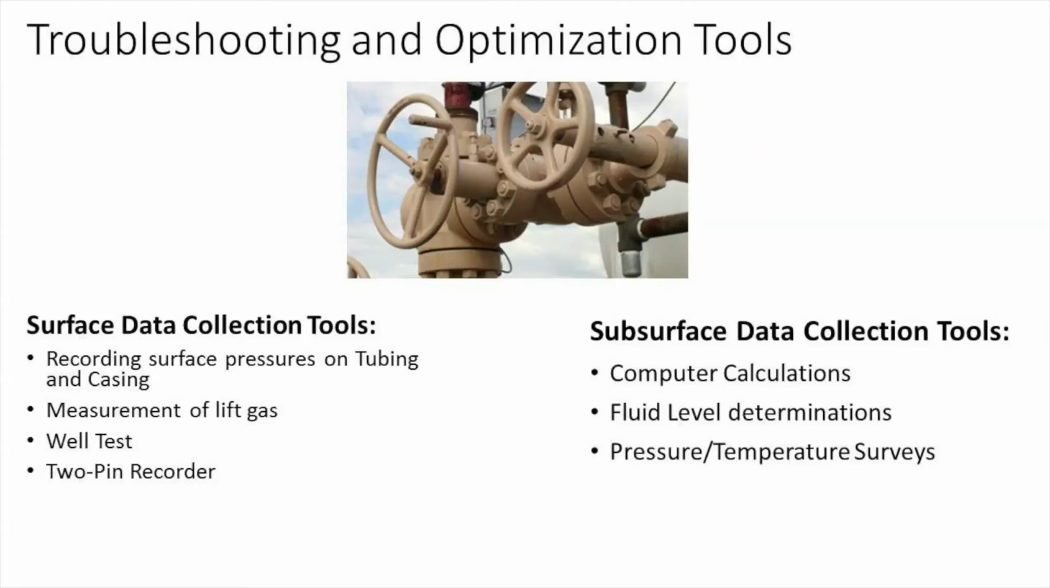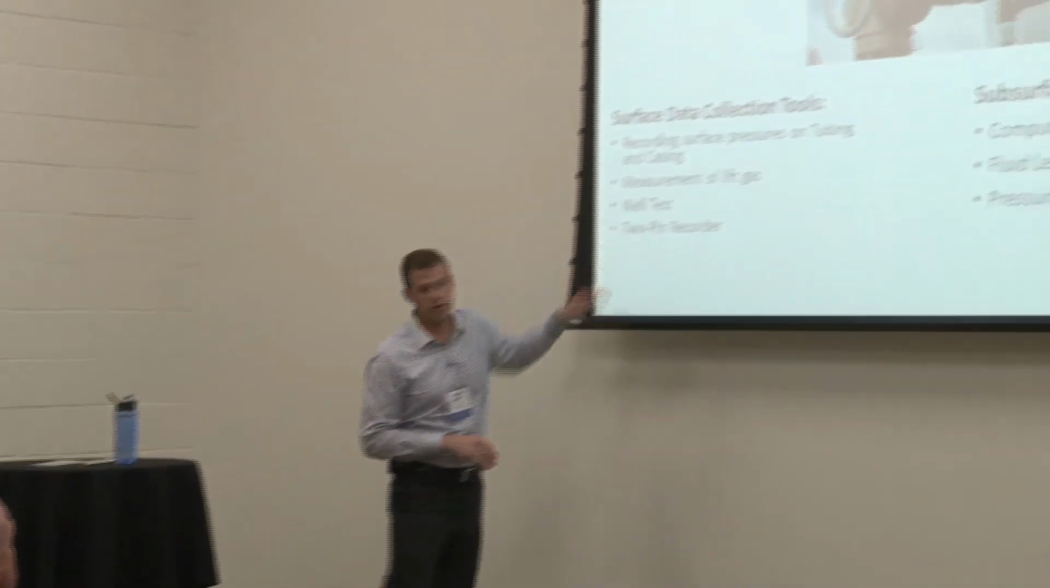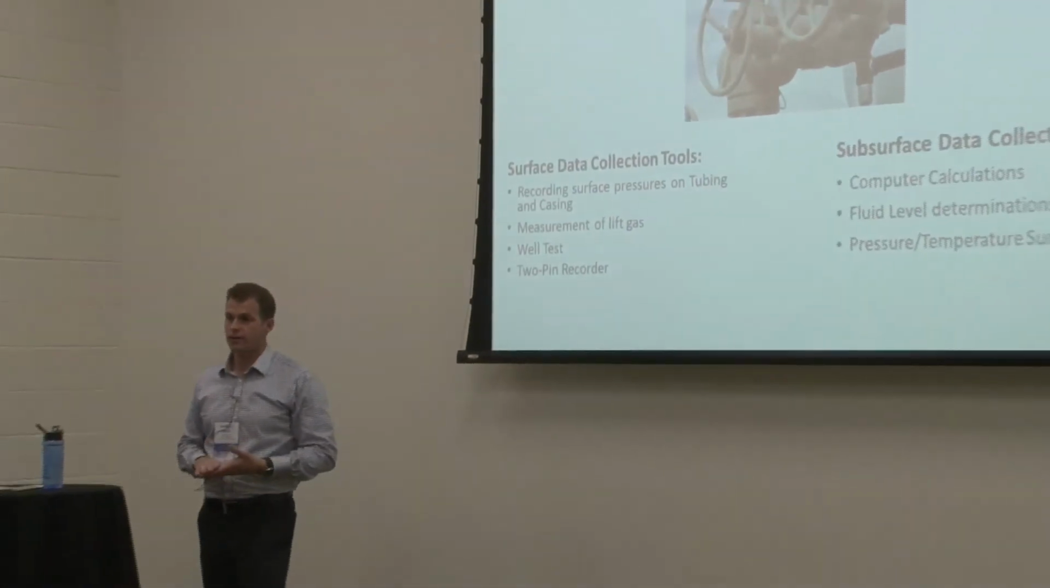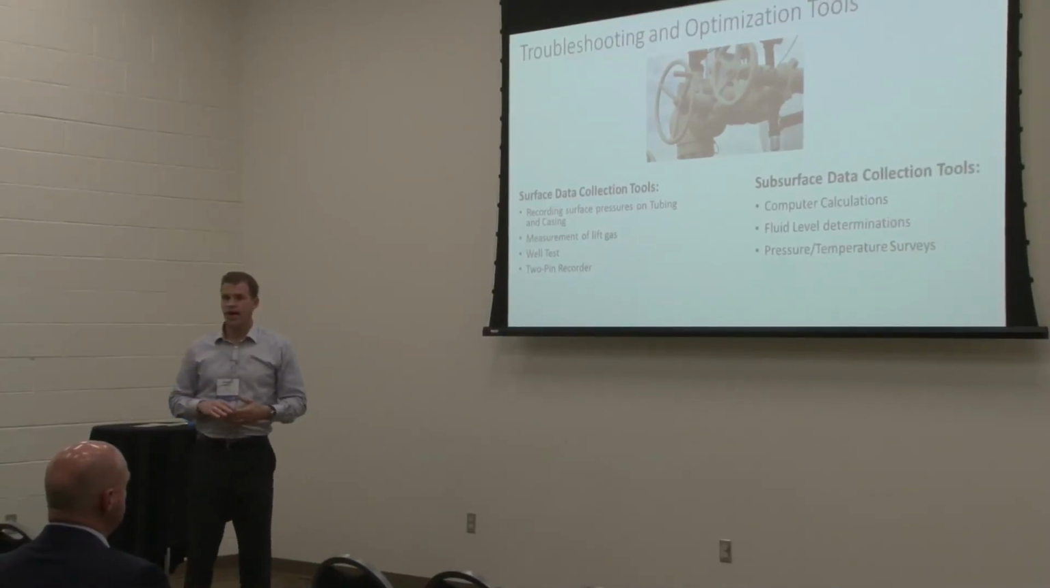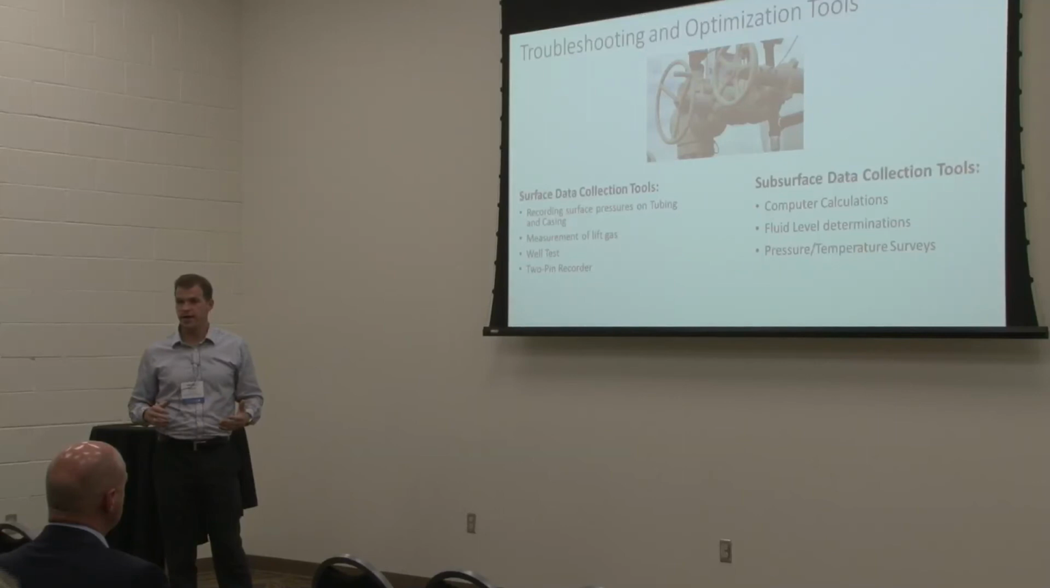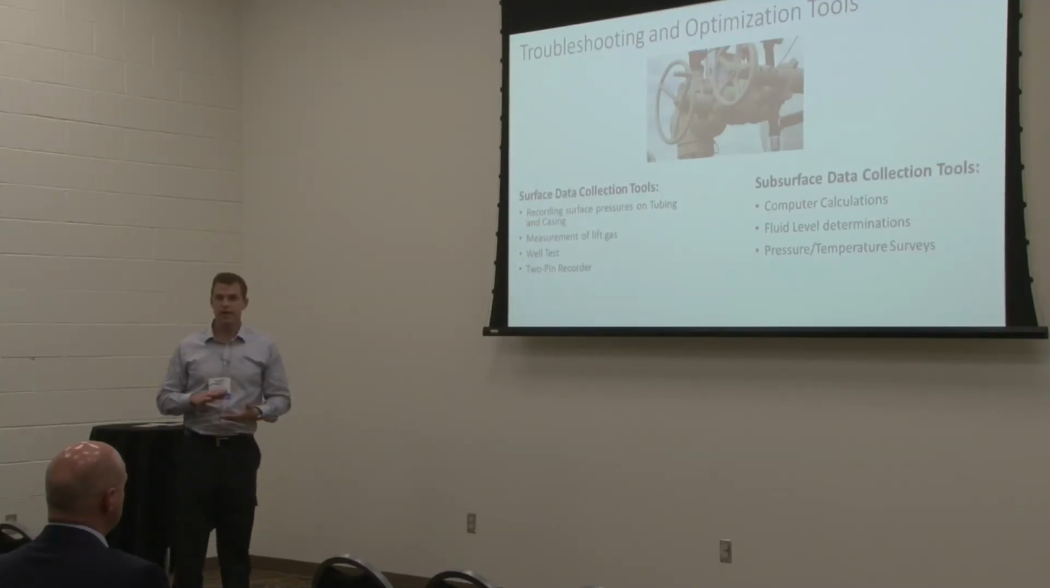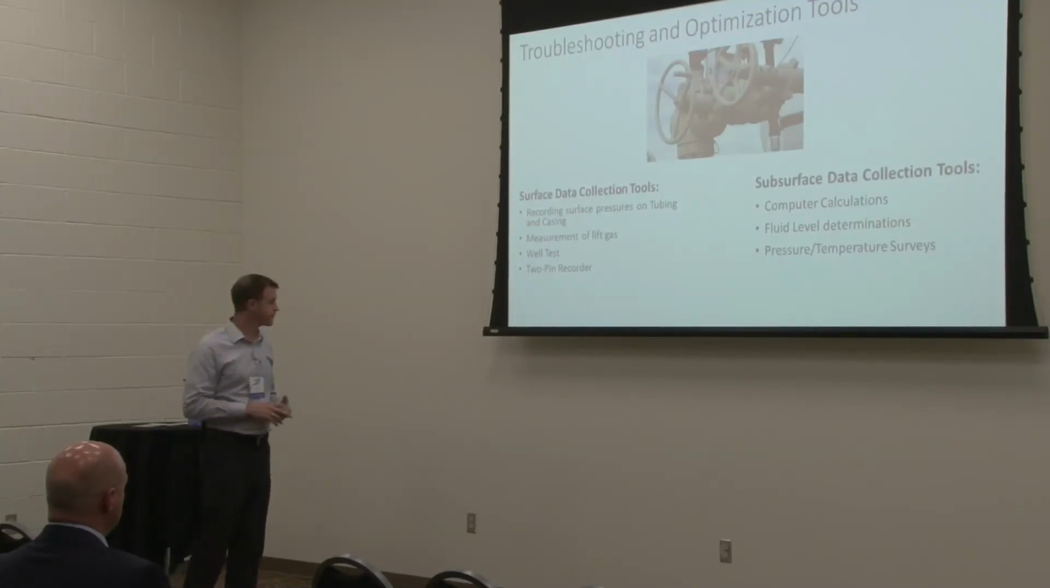These are some of the tools we use. We mentioned reading our surface casing and tubing pressures to get an understanding if we have a hole in the tubing, or a restriction downhole, based off of our tubing and casing pressures. Getting measurements of our lift gas is huge in both optimization and troubleshooting. It can help us get a better idea of how effectively our system is operating, and it can also give us an idea if we have issues downhole.